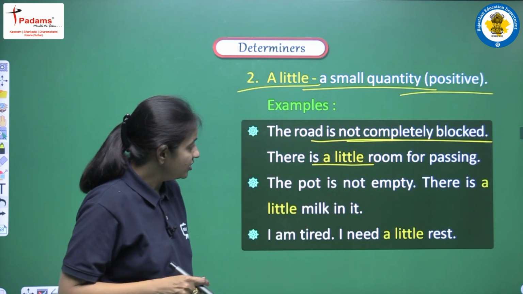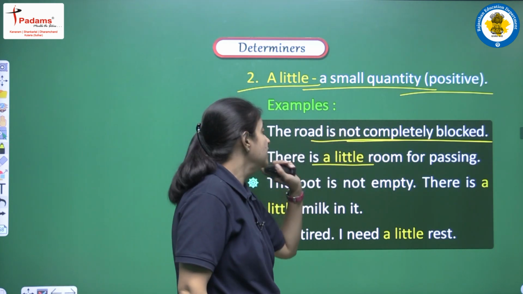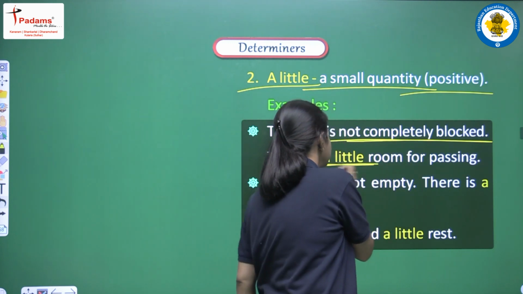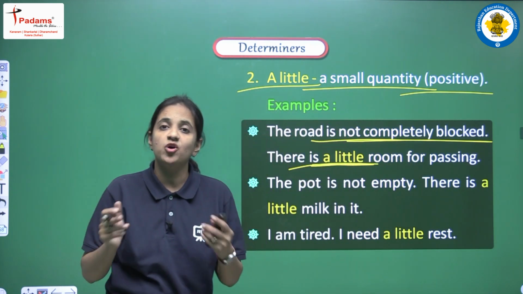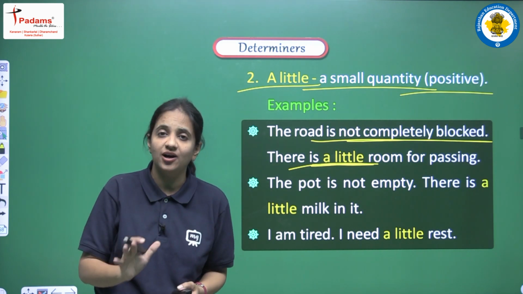So we are saying that because of this, the road was not completely blocked. Still there was some room, some space for passing, and we are using a little to show the positivity of this thing: अभी भी थोड़ी जगह तो थी, थोड़ा स्पेस तो था. Okay.